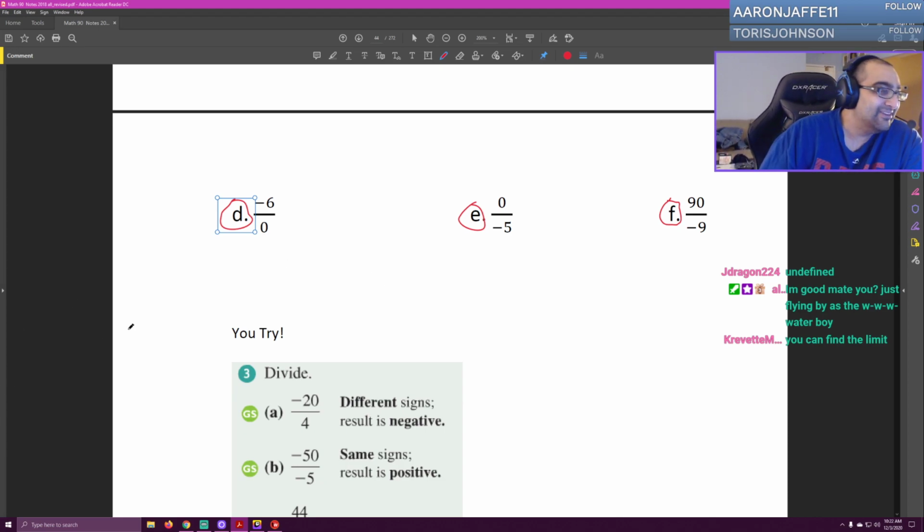Well said, Crevette. All right, so one of those answers is correct, and the answer to this one is that it is undefined. That is correct. All right, undefined slash impossible.